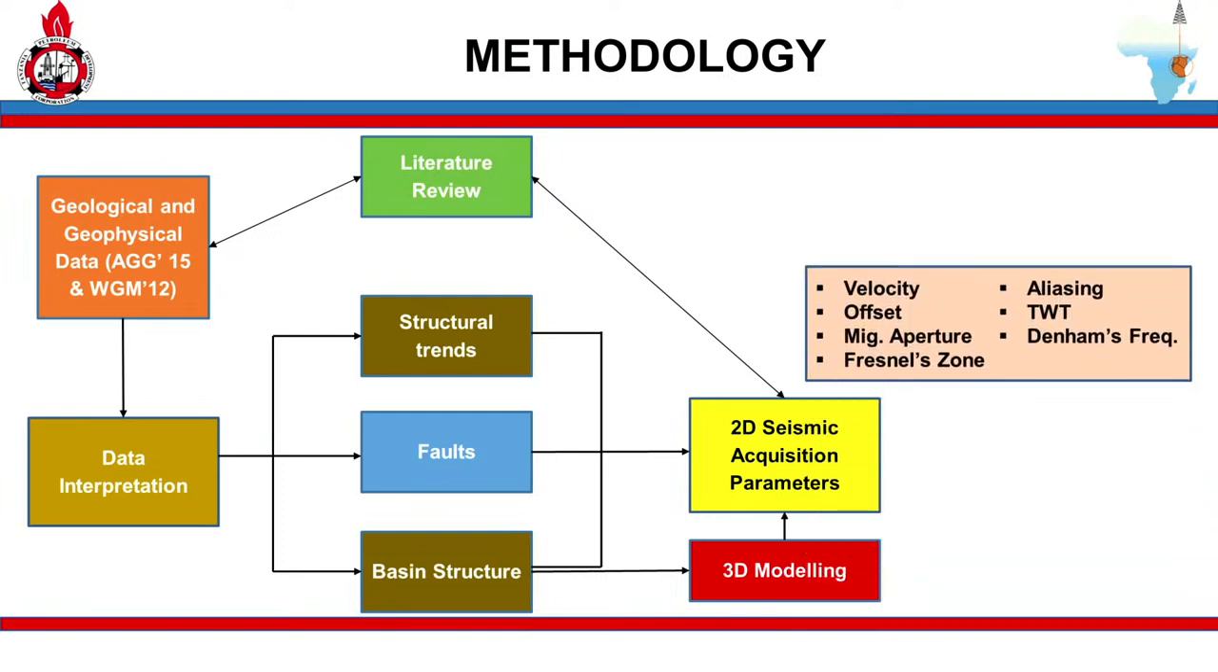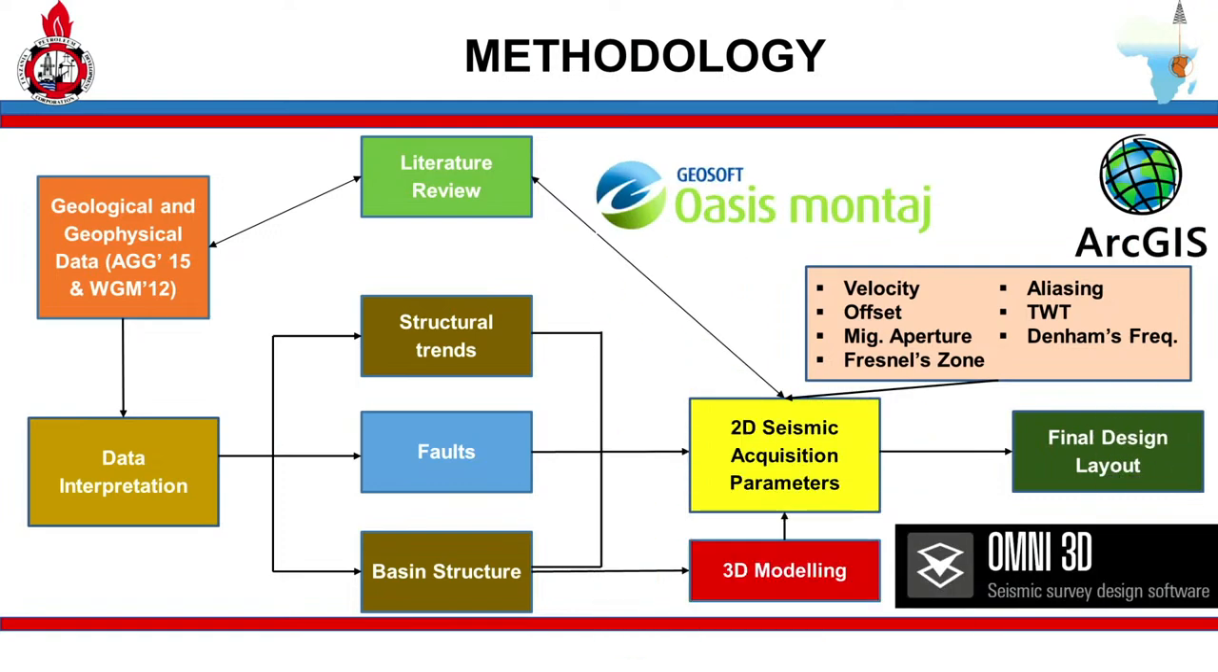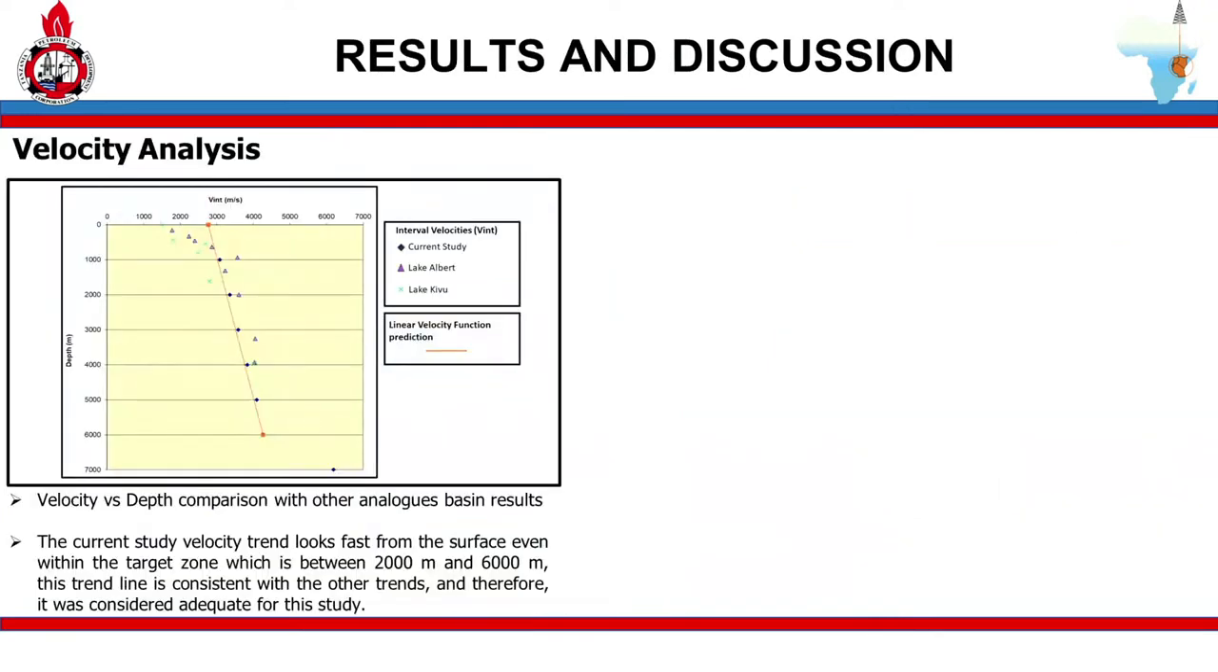And then in 2D seismic, we looked into the velocity analysis, where we used the Gardner equation to convert. Offset limitations, migration aperture, Fresnel's equation, aliasing, two-way time, and Denham frequency profile were used to establish the final 2D seismic parameters. Therefore, at the end, we had our final design layout. So this is the brief methodology. And then we used different software, which included ArcGIS and Om3D.